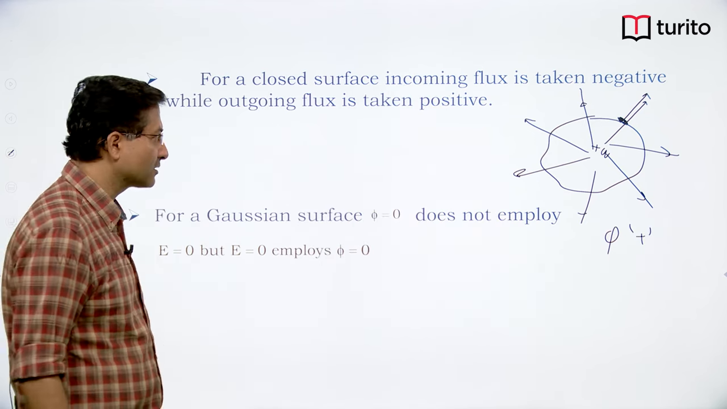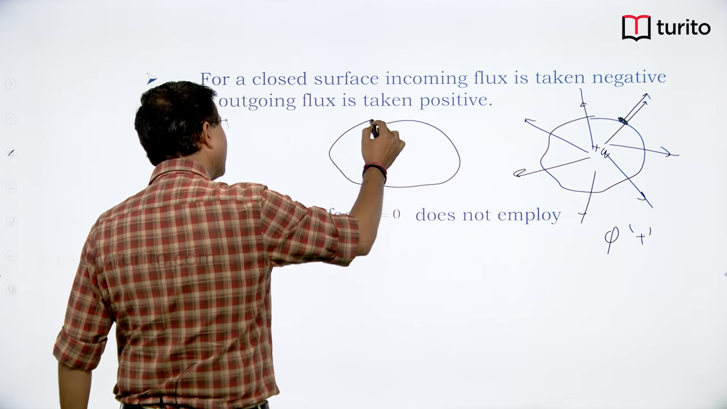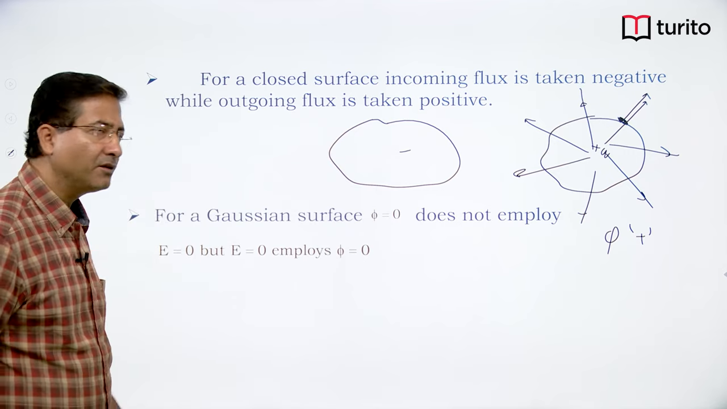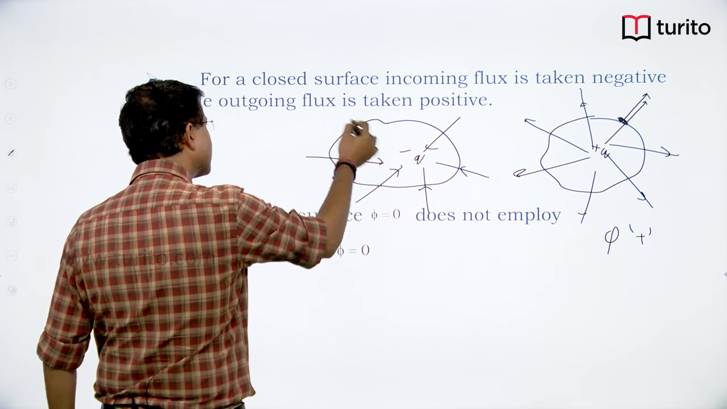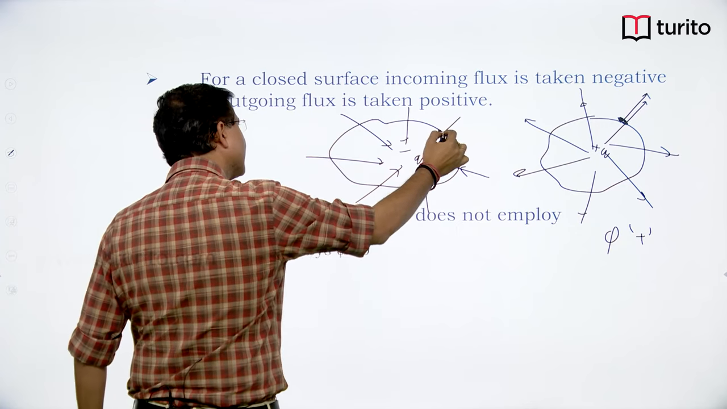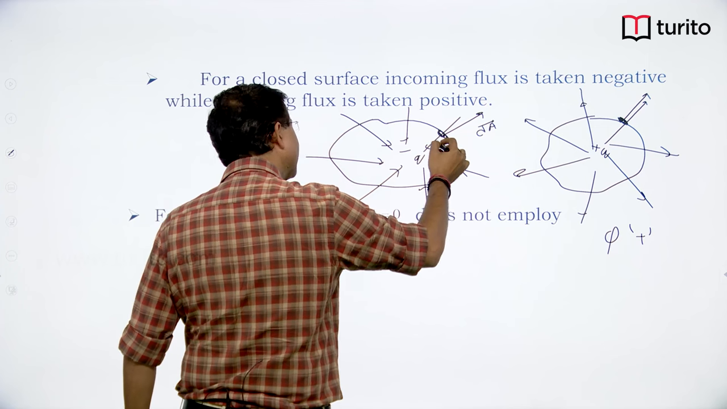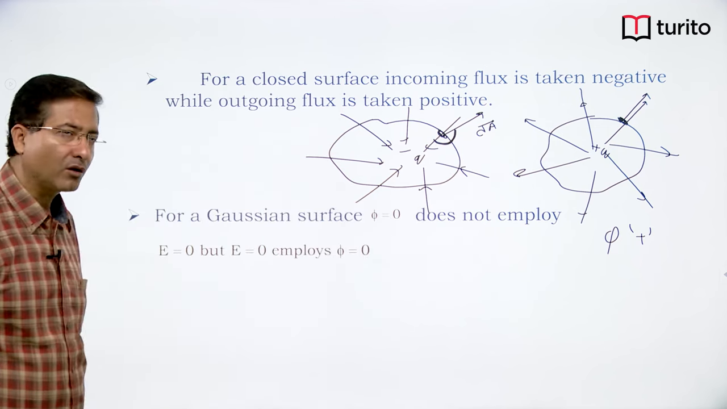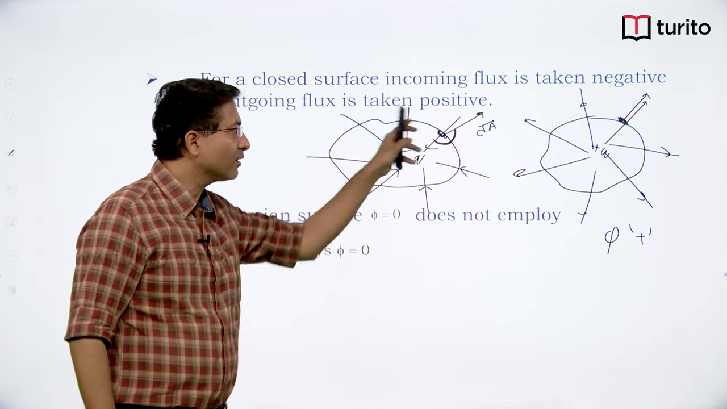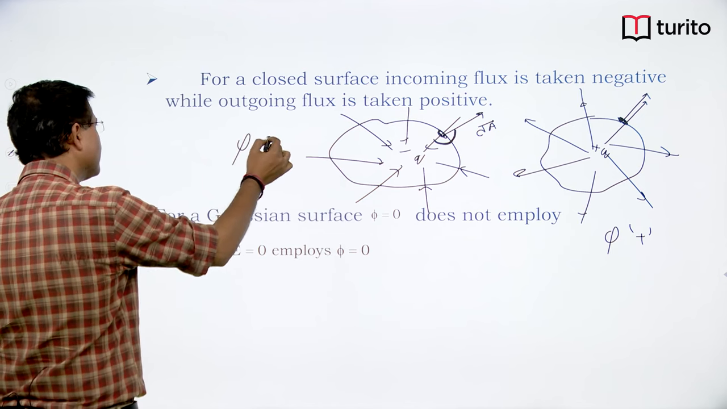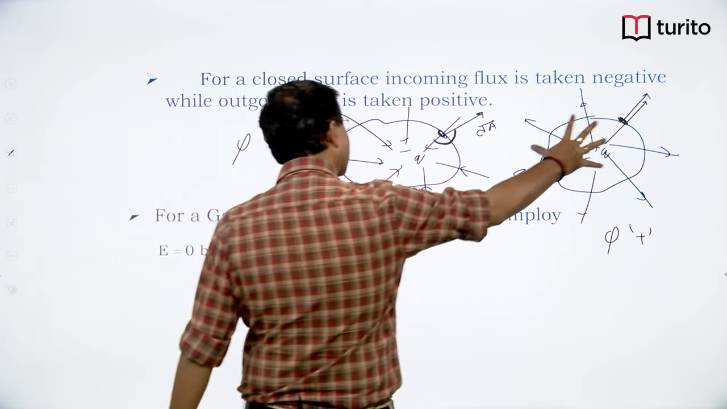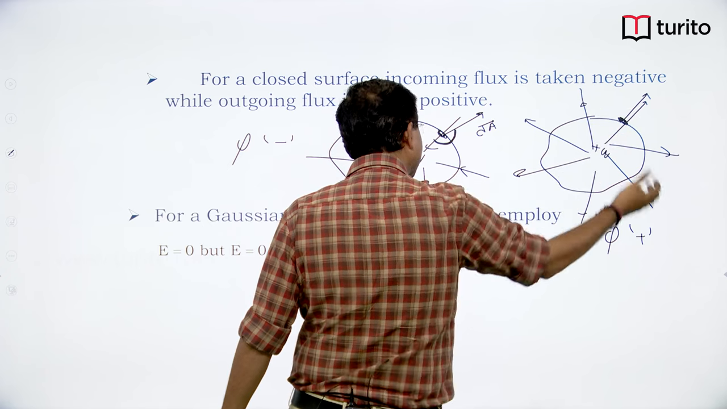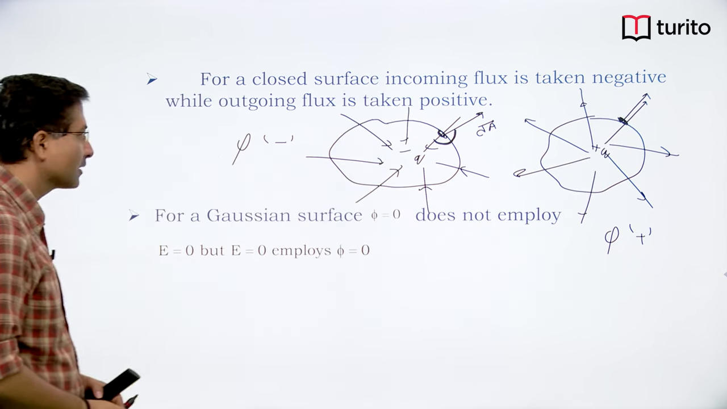But what if I place a negative charge? When a negative charge is enclosed by the surface, then the field lines will be towards the charge, like this. As you are defining the area vector this way, you can see that the angle made by the field and area vector is greater than 90 degrees for all the points, so the flux in this case will come negative. So, for a closed surface, incoming flux is taken negative while outgoing flux is taken positive. Outgoing flux comes positive because of the angle made by the field with the area vector. Similarly, for negative, it will be negative, right.